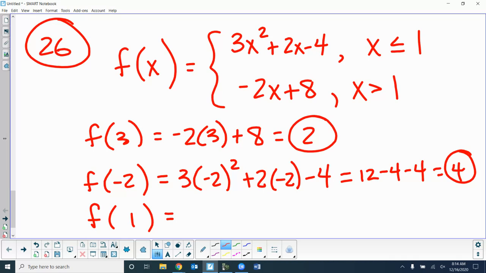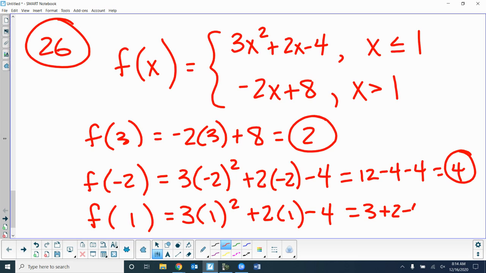Where does the 1 fit? Does that fit in the top inequality or the bottom one? It's in the top one, right? So I put that 1 in that top function. All right, so 1 squared is 1 times 3 is 3. 2 times 1 is 2. 5 minus 4 is 1. So 2, 4, and 1 are the answers.